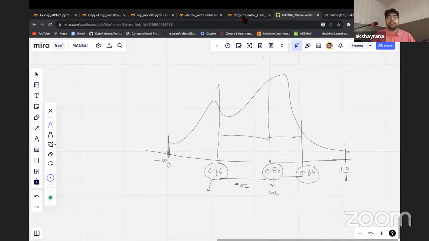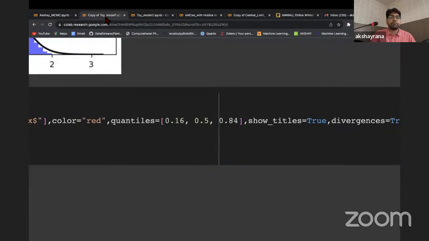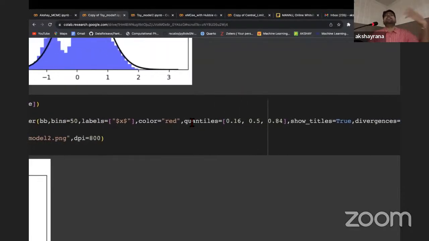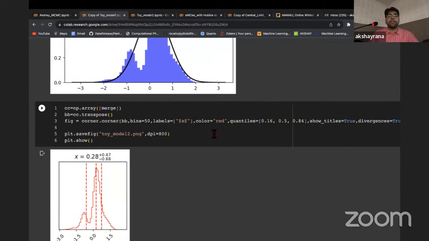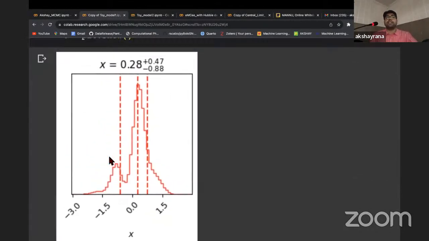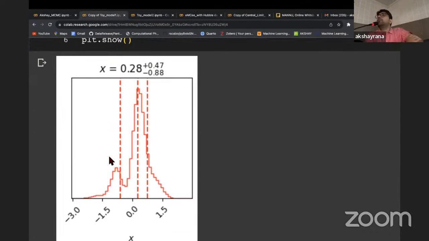Let's go to the program and see this. Yes, that's right, we are defining the quantile. So 0.16, and the value corresponding to 0.5 is telling you about the median value. This is important. Whenever you work on these problems, quote your results very cautiously, in the sense of what exactly is the meaning of these results. So now if you do this exercise, the representation for this data is 0.28 plus 0.47 minus 0.88.